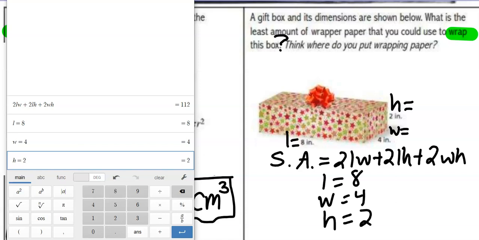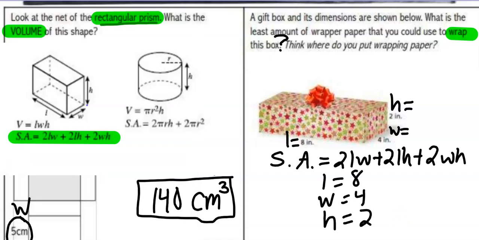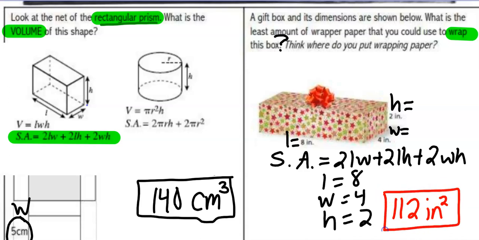So I'm going to go back over here and put in my answer. It's 112, and our units are inches. And since this is 2-dimensional, the paper is flat. It's not 3-dimensional itself. This is going to be square units for surface area.